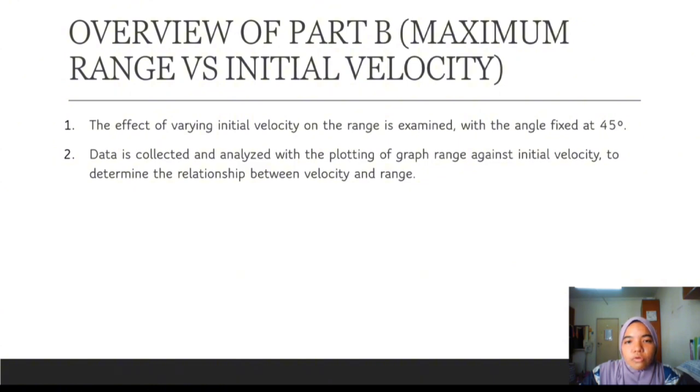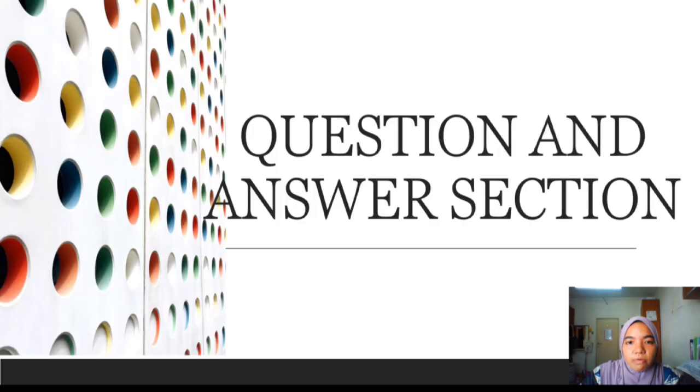For the overview of part B, which concerns maximum range versus initial velocity, the effects of varying initial velocity on the range are examined with the angle fixed at 45 degrees. Data is collected and analyzed with the plotting of a graph of range against initial velocity to determine the relationship between velocity and range. Moving on to the next section, which is the question and answer section.